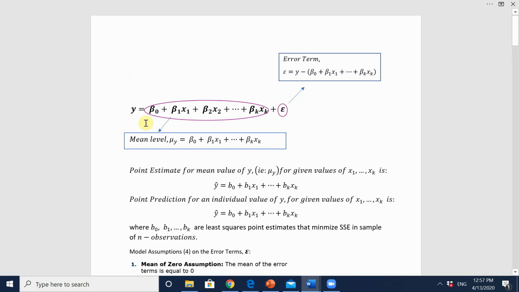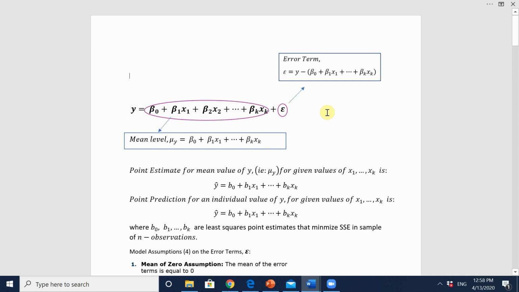So here we find, again, our main form of y being equal to now the y-intercept, so beta naught, plus here the different slopes for different independent variables. So we've got beta 1 all the way up to beta k for x1 to xk independent variables. Plus, of course, that other component here, that is the error term.